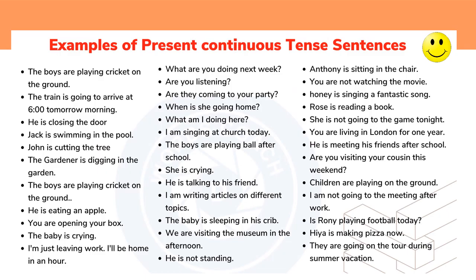Okay, now let's see some examples of present continuous tense in sentences. The boys are playing cricket on the ground. The train is going to arrive at 6 tomorrow morning. He is closing the door. Jack is swimming in the pool. John is cutting the tree. The gardener is digging in the garden.